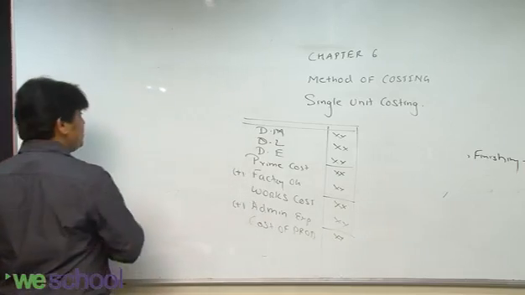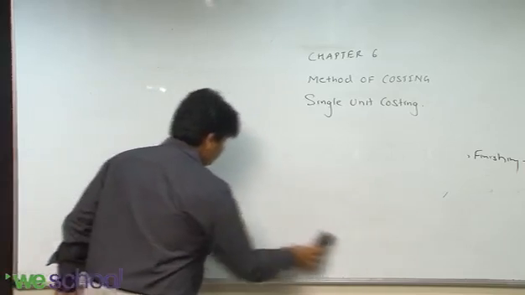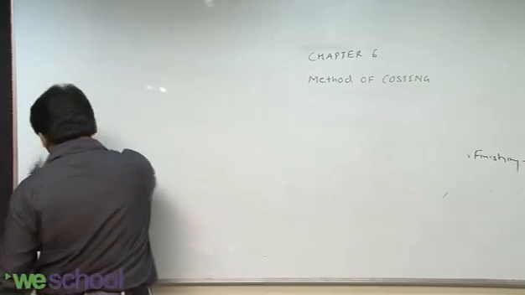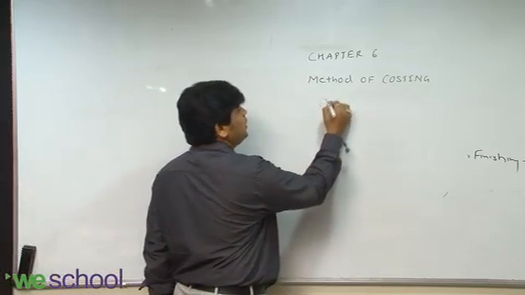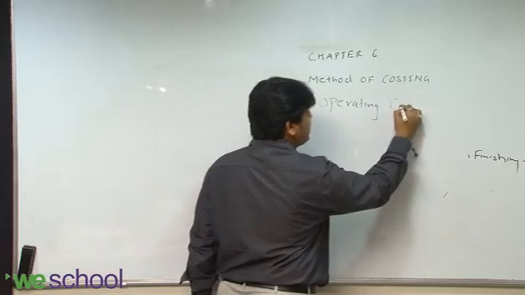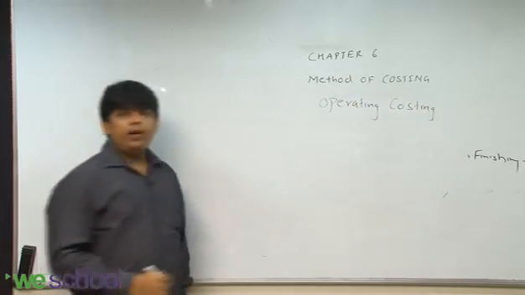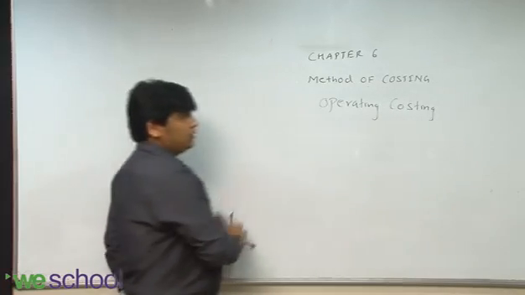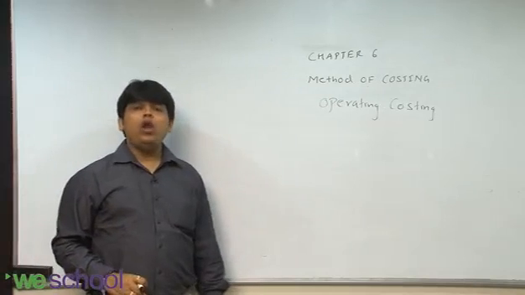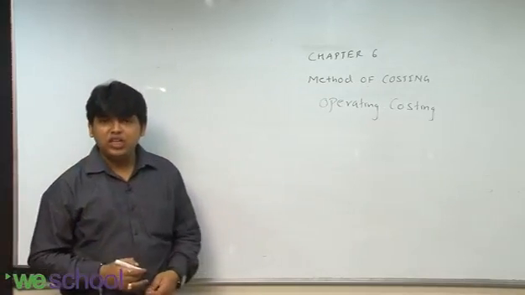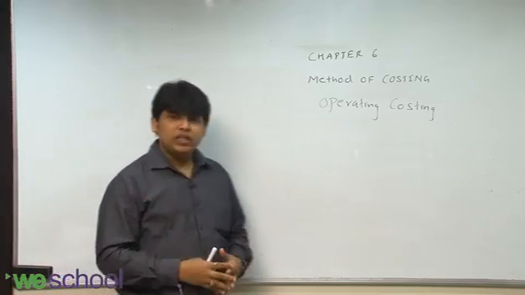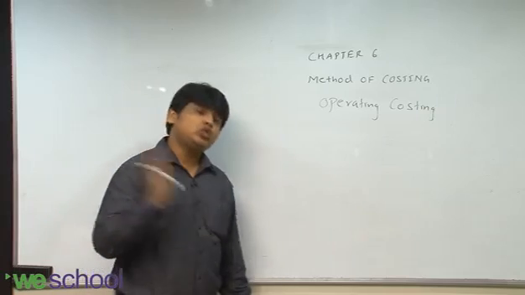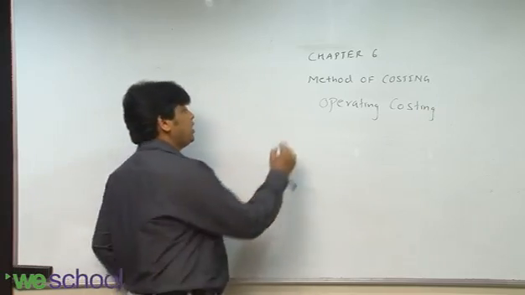Now we'll move on to the last method of this chapter, which is operating costing method. Operating costing method is that method which is used by all service sector. I repeat, operating costing method will be used by all service sector. Example, IT industry, hotel industry, hospitals, transport industry. All these sectors provide service to the people, not produce anything or give a product, but they give service to the people. Such types of companies follow this operating costing method.